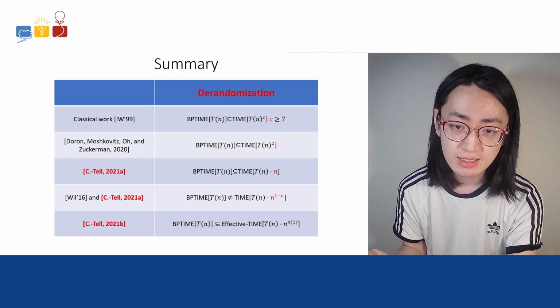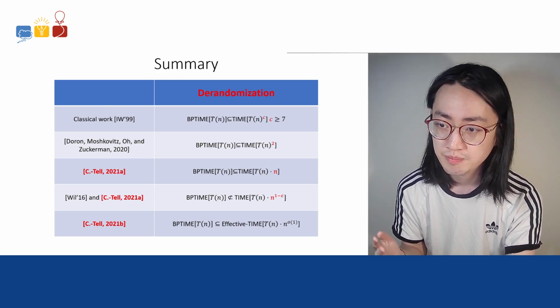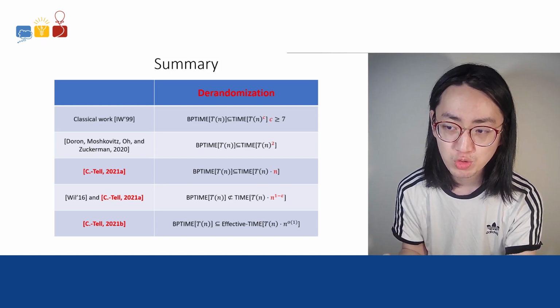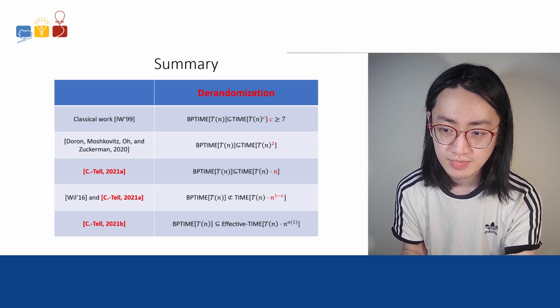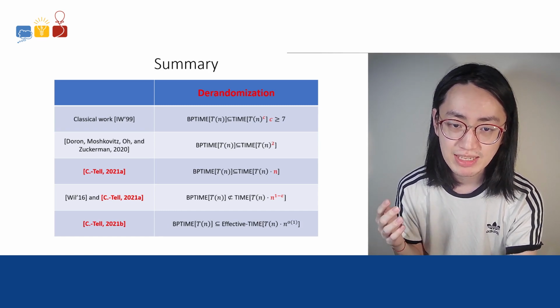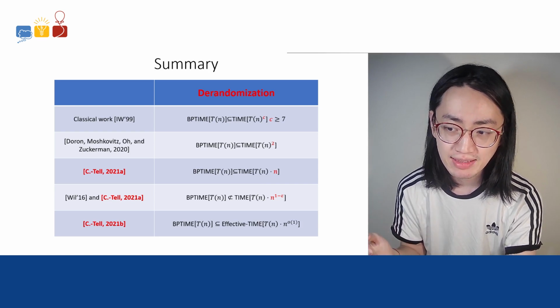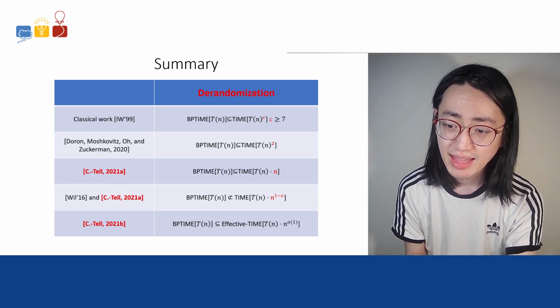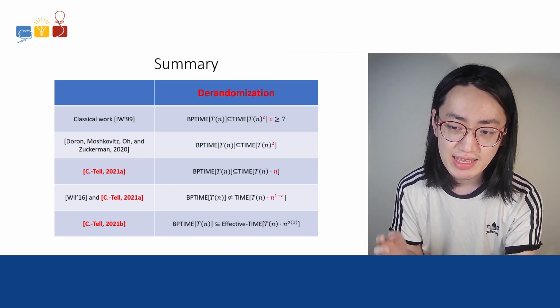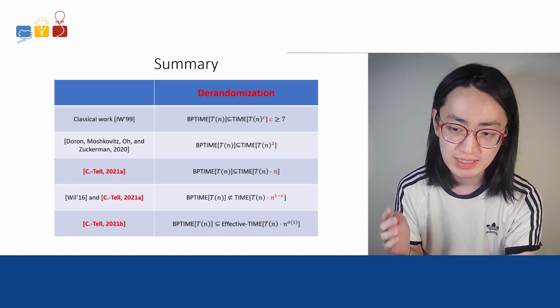Finally, let's summarize all the results we mentioned. The classical work achieved a polynomial time generalization but with a huge exponent. The work by DMOZ improved that to quadratic overhead. And the work by CT improved its overhead from quadratic to n. And in another recent work, it showed that this overhead of n is in fact optimal under certain hypotheses.